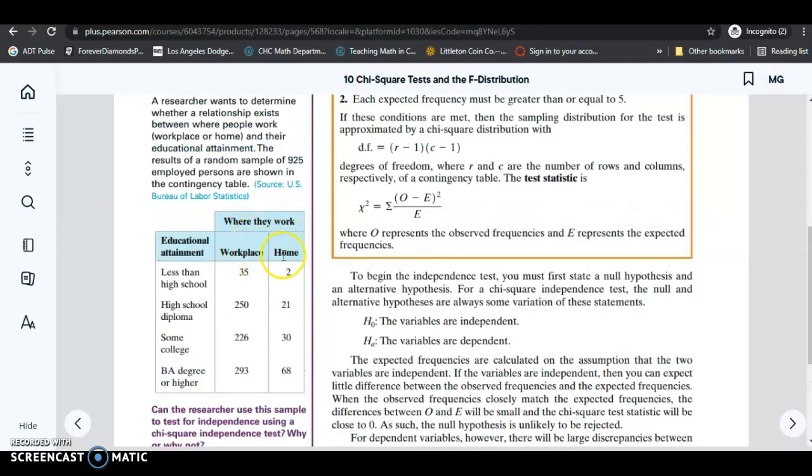On the top of the table, we have the variable where each person works, and the two categories are either they work in the workplace or they work at home. So where they work is the column variable, since the categories of this variable form the columns of the table. Likewise, educational attainment is the row variable because the categories are listed in each row. The numbers you see in the table represent the observed frequencies, and they tell you how many people in our sample fall into each cell of the table.